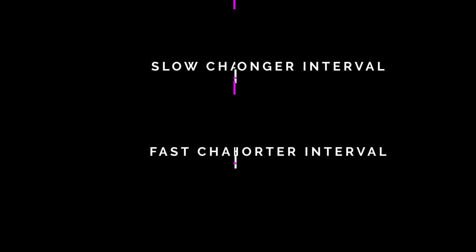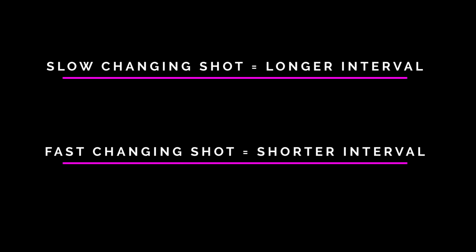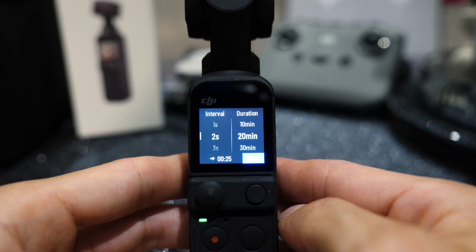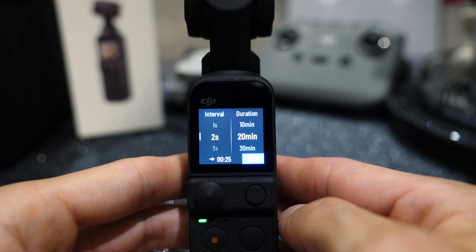An easy way to remember how to set your interval is the slower the shot is changing, the longer the interval should be, and the faster the shot is changing, the shorter the interval should be. For today's example, I'm going to be shooting moving cars, so I'm going to set the interval to 2 seconds.